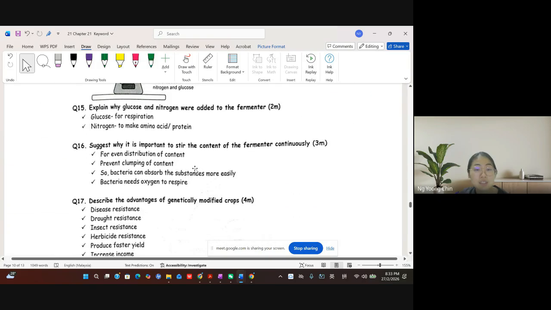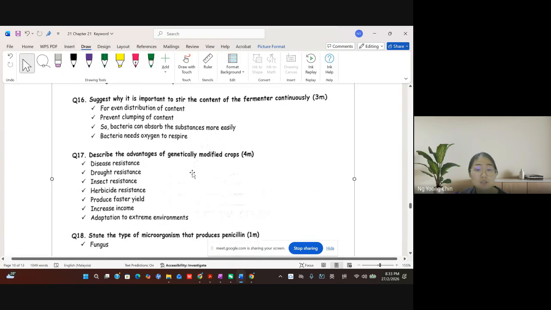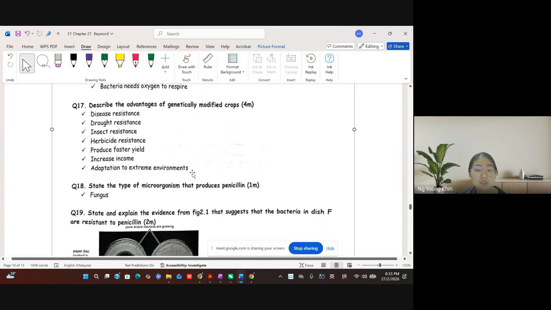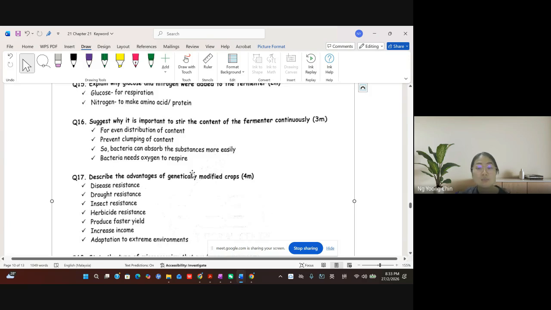And then this one, why were glucose and nitrogen added to the fermenter? Because as a source for respiration. And then, why is it important to stir the contents of the fermenter? Because we want to ensure all of the solution is mixed evenly, for the even distribution of contents, and to prevent clumping of contents. Clear cut answer.